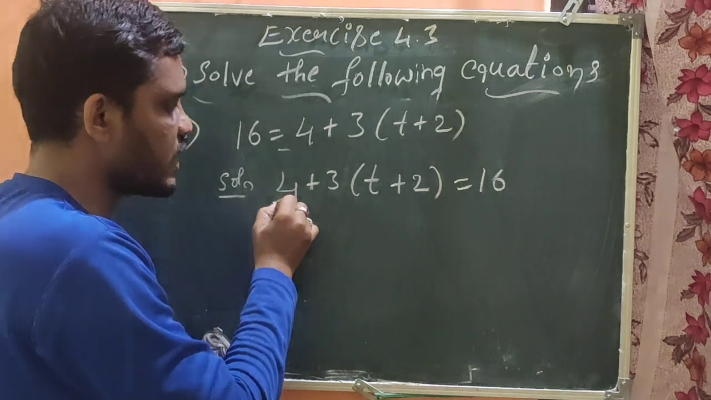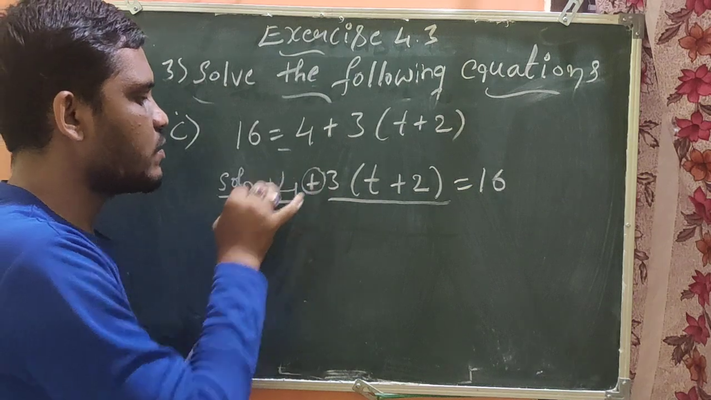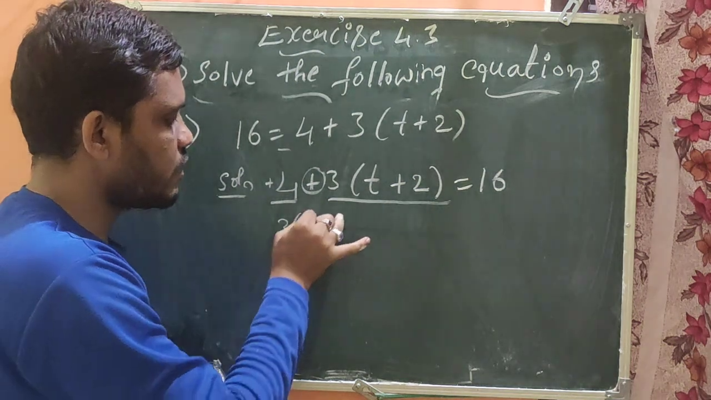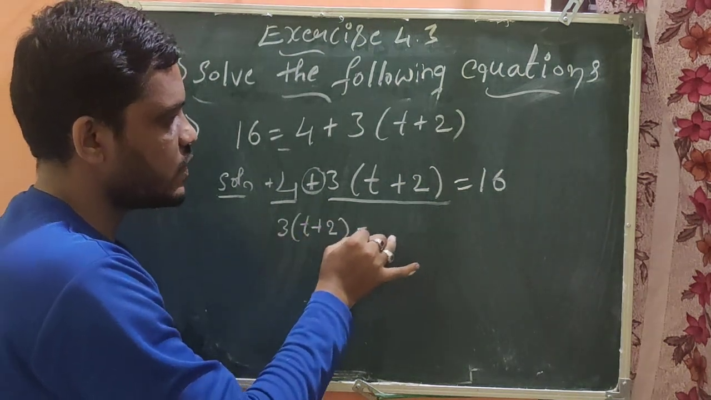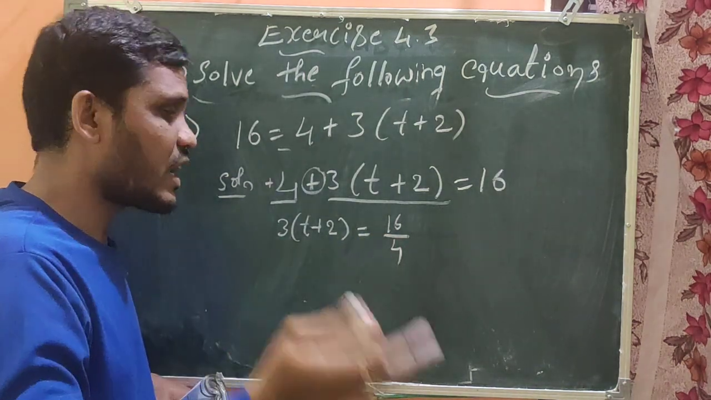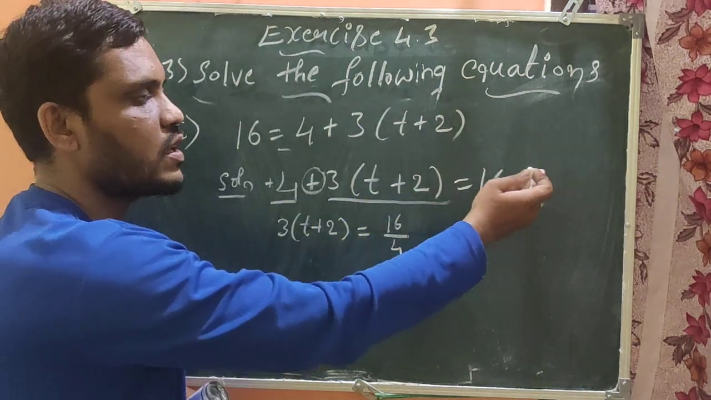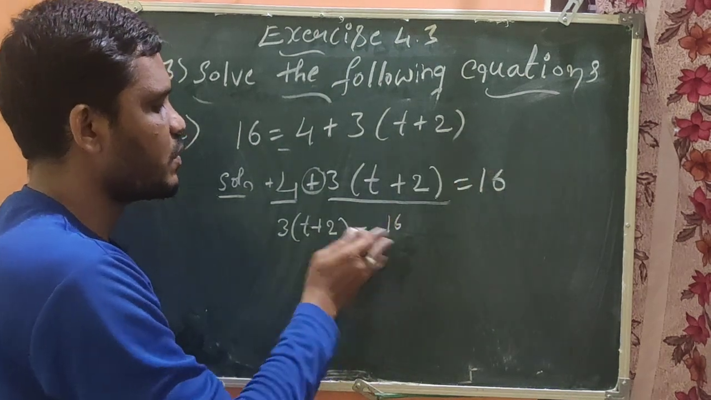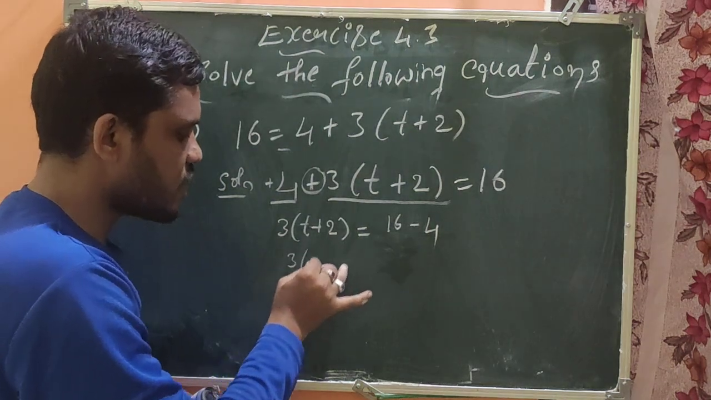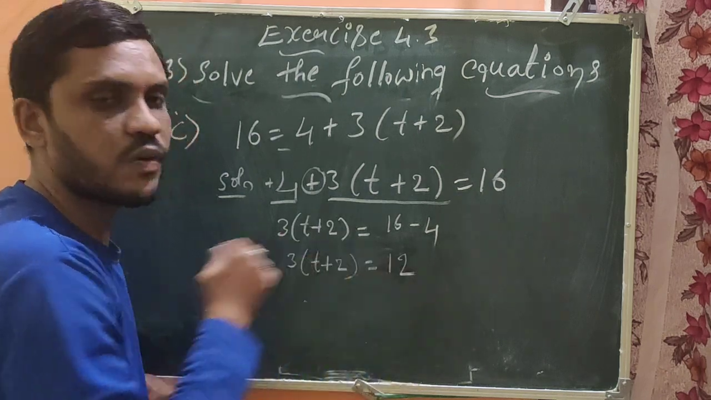First we should shift this one. These two are separated by a plus sign. Yeah, plus will be there. First we should shift this plus 4. That becomes 3 of t plus 2 is equal to 16 by 4. Correct? If there is a plus sign and we shift it, where should it go? That goes to the next number. Then that becomes 16 minus 4. Then 3 times of t plus 2 is equal to 16 minus 4, which means 12.